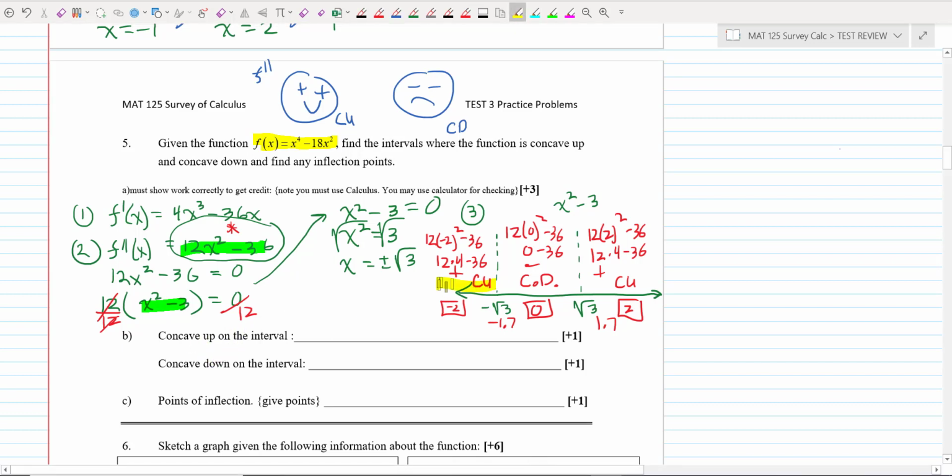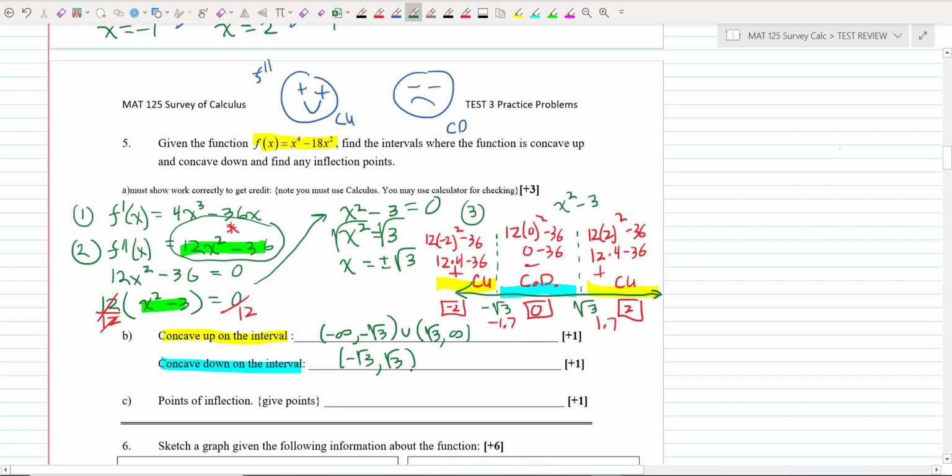So concave up would be these two locations here. Okay, so I'm going to write that down in an interval. That's going to be from negative infinity until negative square root of 3, then union square root of 3 to infinity, like that. And then concave down is going to be between these two values. So that will end up just being negative square root of 3, comma square root of 3. That should be the answer there.